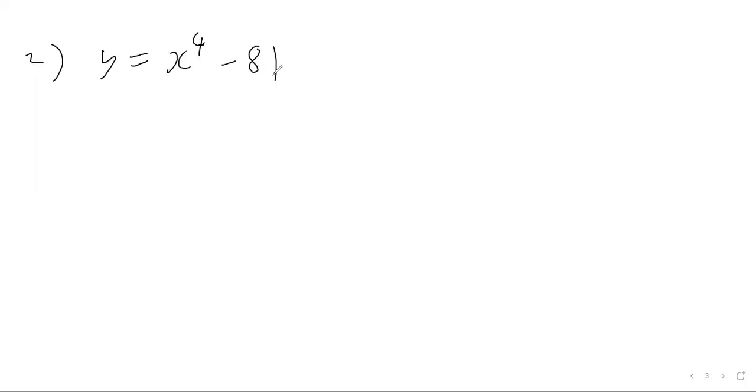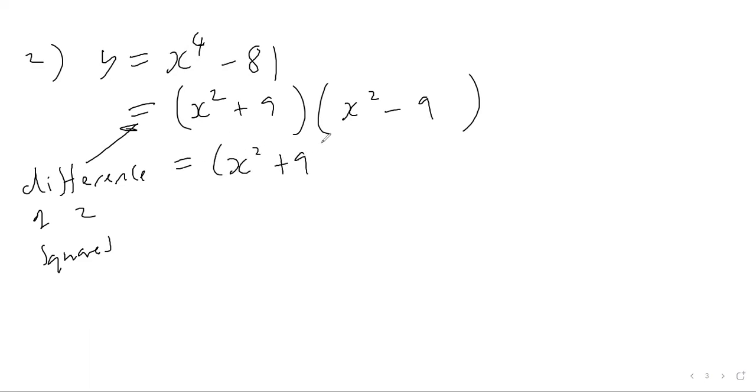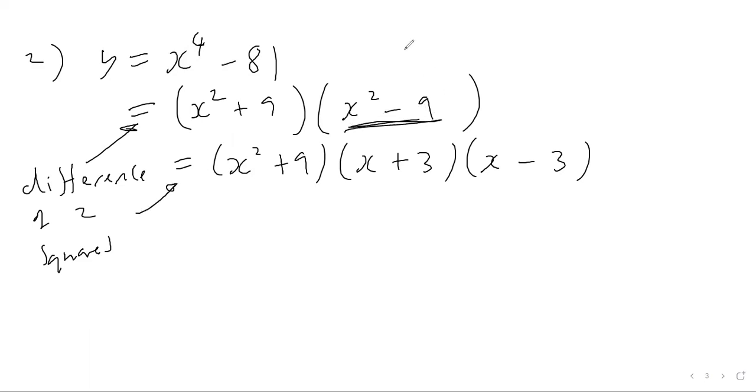So this one here, x to the power 4 minus 81. Again, we could factorize this because this is essentially a difference of two squares. So using our difference of two squares factorization, we get x squared plus 9 and x squared minus 9. And again, we can factorize even further: x squared plus 9 multiplied by x plus 3 times x minus 3, because, again, using the difference of two squares, we can use the same approach to factorize this even further.